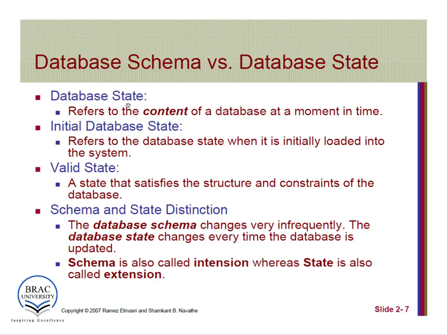We saw the definition of database state, the content of the database at a particular time. Notice that database state is a function of time, because as time goes by, as the data changes, the content of the database changes, the database state also changes. And a database state should always be a valid state, meaning it should satisfy the structure and constraints of the database, all the conditions of the database. And when the database state changes, it should go from one valid state to another valid state. The database state should never become invalid. The database state should always remain a valid state.